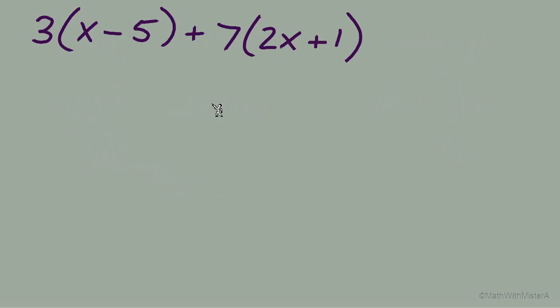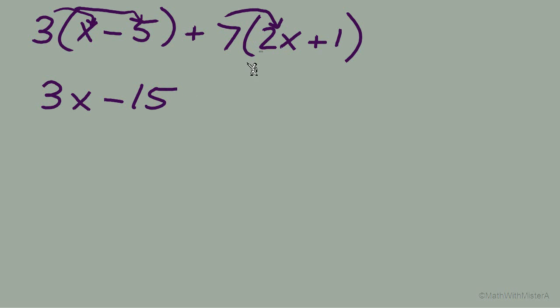For the next example, we are distributing twice. 3 times x and 3 times negative 5, 3x minus 15. And now positive 7 times 2x, that's positive 14x. And 7 times 1, 7.